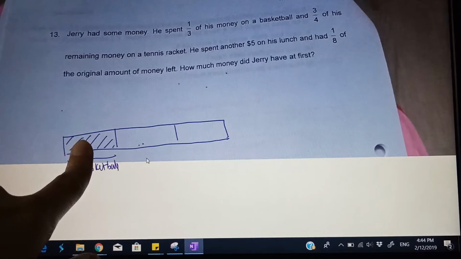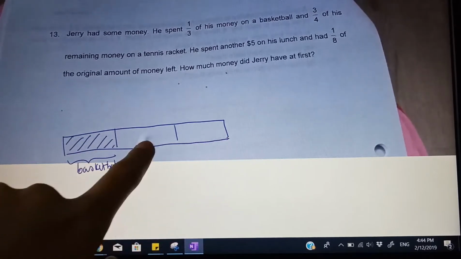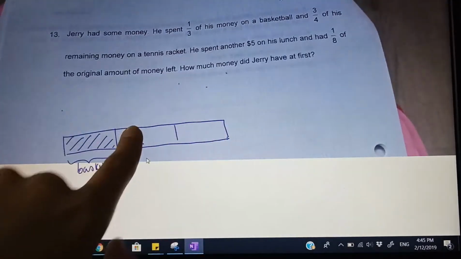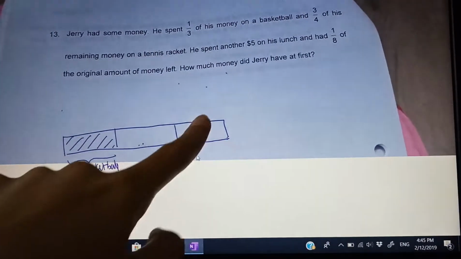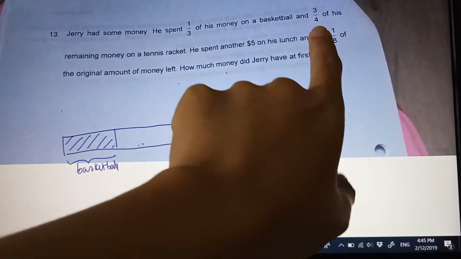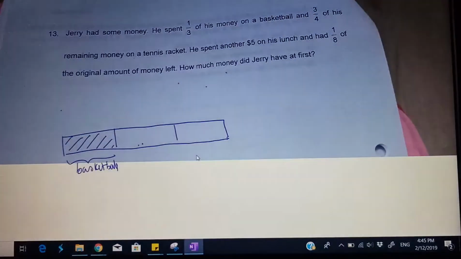So after he spent on the basketball, he has this left, right? These 2 units left. So these 2 are the remaining money. 3/4 of his remaining money. This has 2 units, right? 3/4. Look at the denominator. Denominator means how many units? 4 units, right?